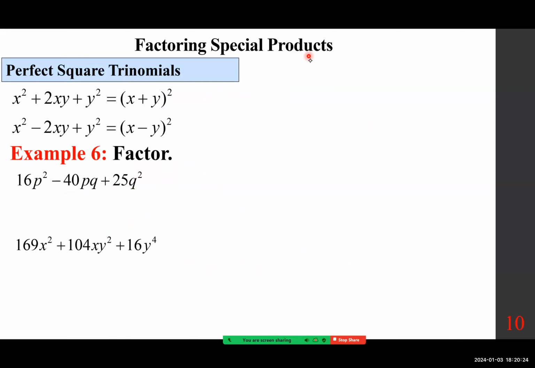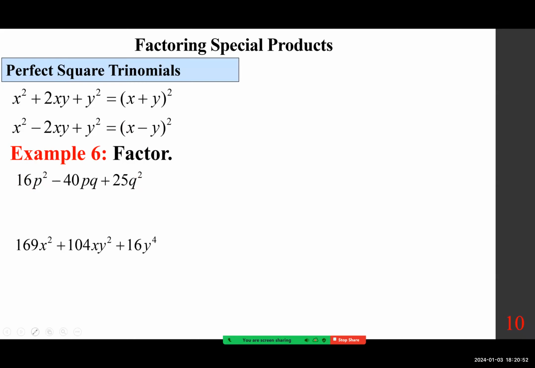Special products, resulting in special factoring. You recall this, as I mentioned. Sometimes we use a and b, sometimes we use x and y. So if you have a perfect square trinomial, how do you know you have it? For example, this one, the first term is 4p quantity squared. This one is 5q quantity squared. Is the middle term the product of these two that we just came up with?